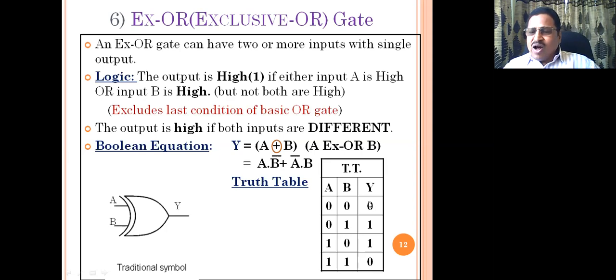It is like the OR gate for 0, 0, output 0; 0, 1, output is 1; 1, 0, output is 1. Excluding the last condition of OR, which was there for 1, 1. In case of OR gate, output goes 1, but here it is 0. It excludes the last condition. Hence, it is called an exclusive OR gate.